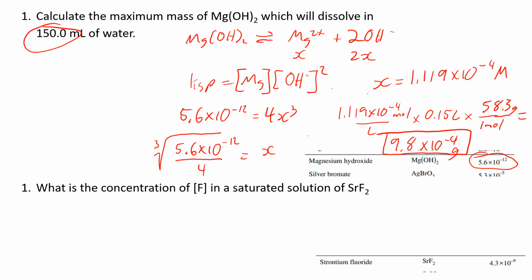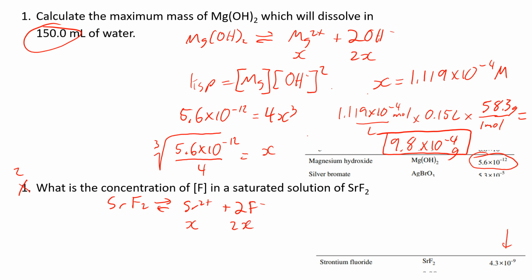I don't know why I have this written like that. What is the concentration of fluoride in a solution of strontium fluoride? I have the Ksp of strontium fluoride down here as 4.3 times 10 to the minus 9. So strontium fluoride turns into strontium 2+ and 2 fluoride minus. This is going to dissolve in an X to 2X fashion.